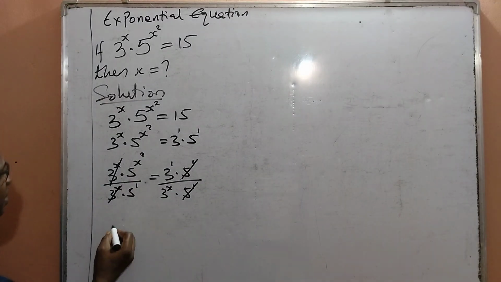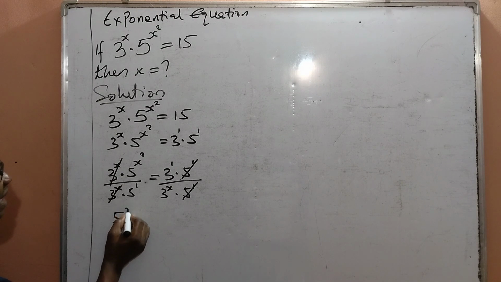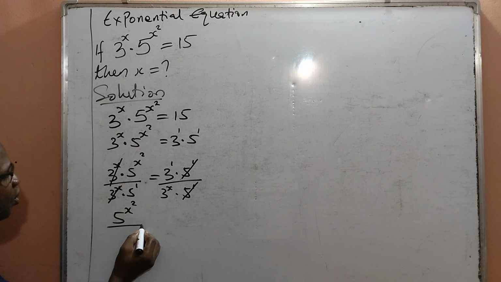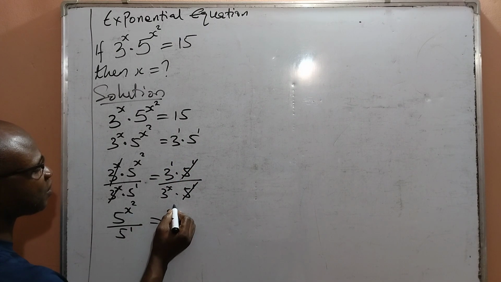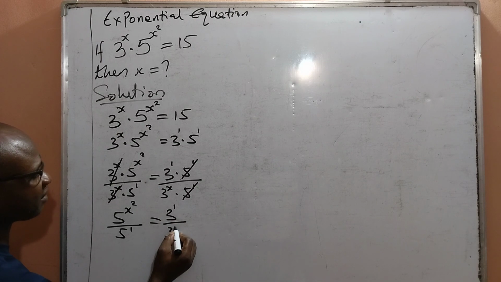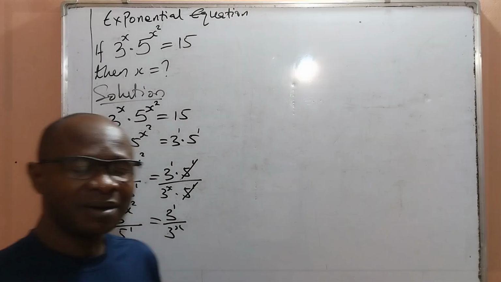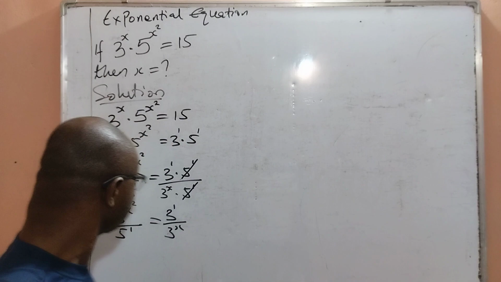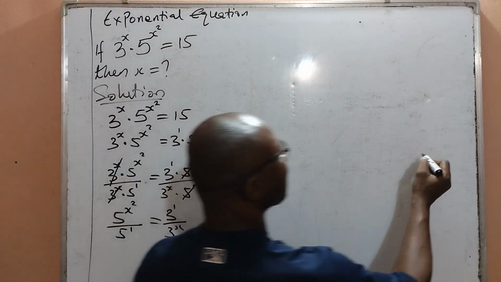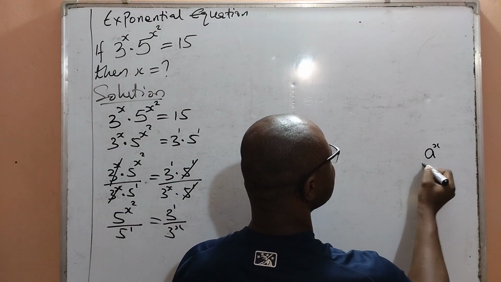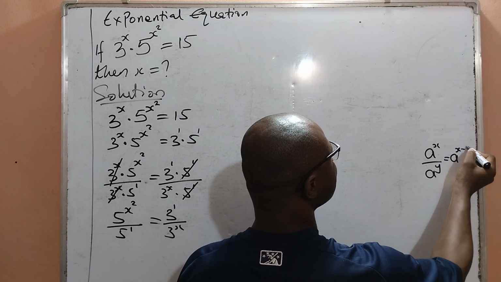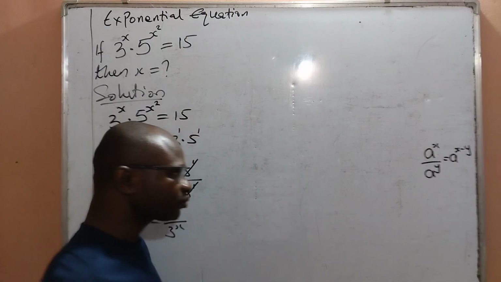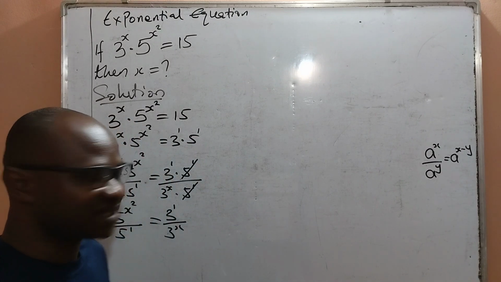So leaving me with 5 raised to the power x, raised to the power 2, all over 5 raised to the power 1, equal to, by the right hand side I have left 3 raised to the power 1 all over 3 raised to the power x. I will now apply the law of indices that says that if I have a raised to the power x divided by a raised to the power y, it is equal to a raised to the power x minus y, provided the bases are the same.